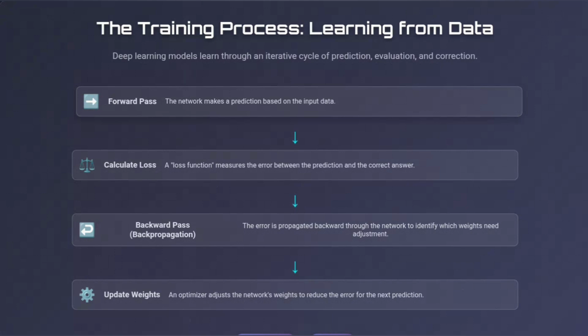Next comes error calculation. We compare the network's prediction with the correct answer using our loss function. This tells us exactly how wrong the network was. Think of it like grading a test.